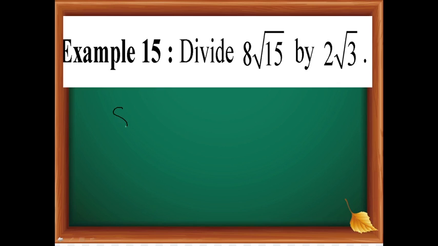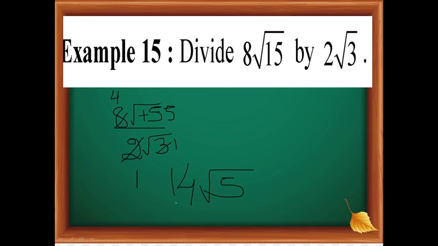Let me solve that again for you. So 8 root 15 by 2 root 3. This root will not cancel. I have clarified that. So 2 fours are 8, we will get 4, and then this root will be as it is. Root will not cancel. 3 fives are 15. 4 root 5 is our answer. So I have made a mistake in the last step. So I clear that and I solve this once again for you.